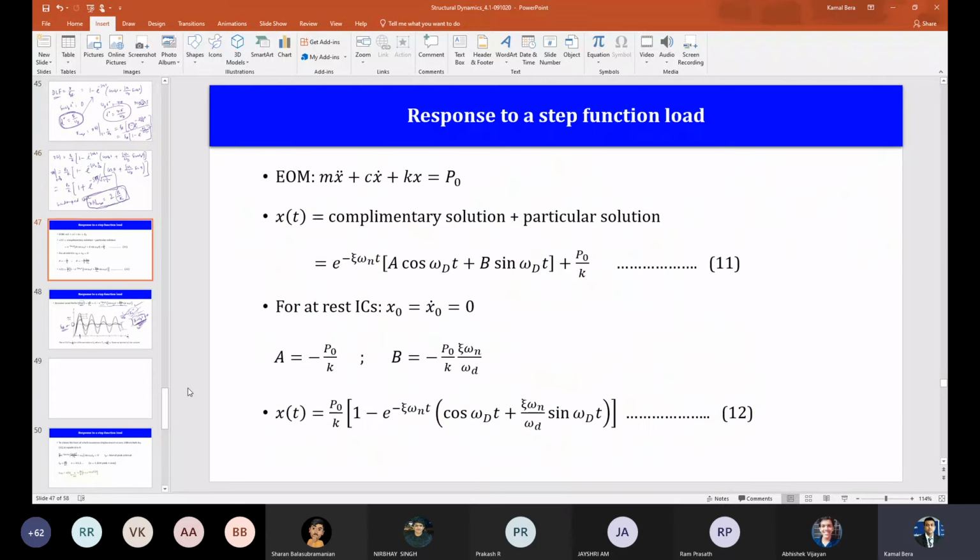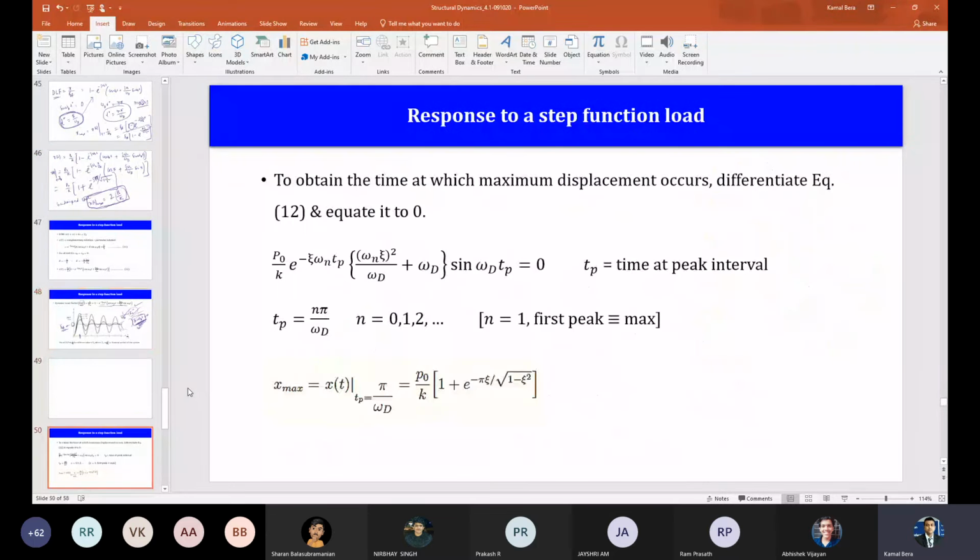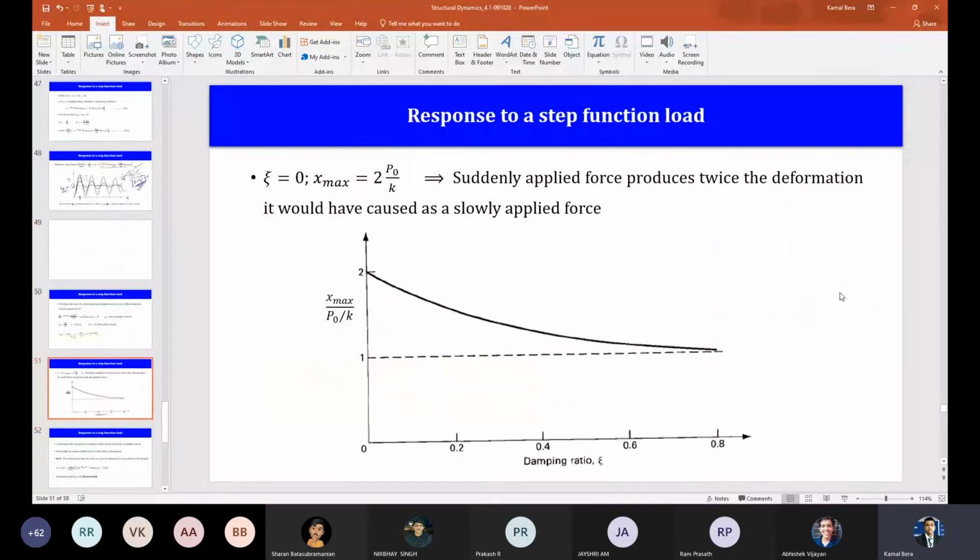Got it? So let us see the plot. What is that plot about? If I plot x max by p naught by k, that is a normalized one I am plotting. As I told, for zeta equal to 0, x max is 2 p naught by k. So a suddenly applied force produces twice the deformation it would have caused by the slowly applied force.